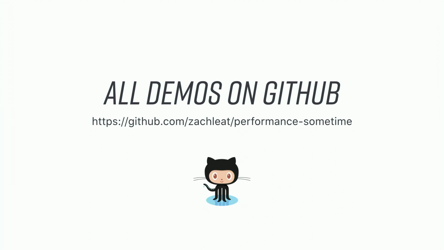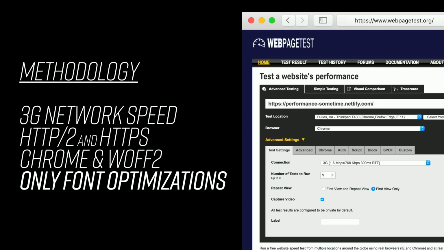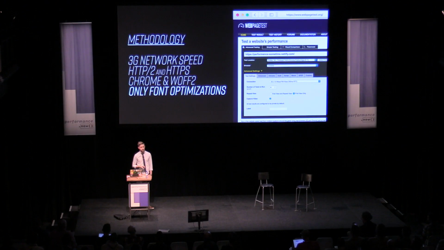I'll put the slides on Twitter. The methodology I've used for these tests: I'm using WebPageTest to run all of our tests on the 3G network speed. They're using HTTPS and HTTP2 because they're hosted on Netlify, and you get that for free on Netlify. They're running in Chrome, which means that we're going to be using the WOFF2 format, which includes a little bit better compression than the WOFF format.